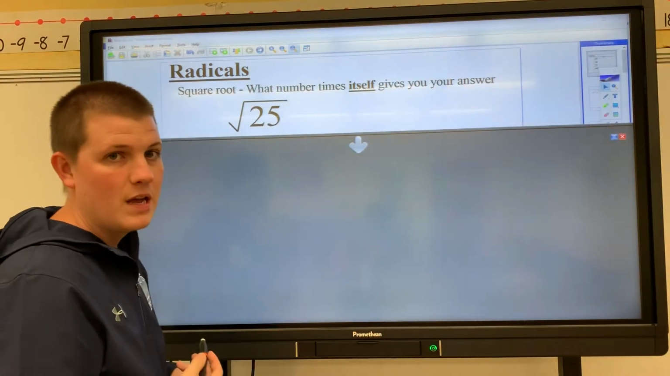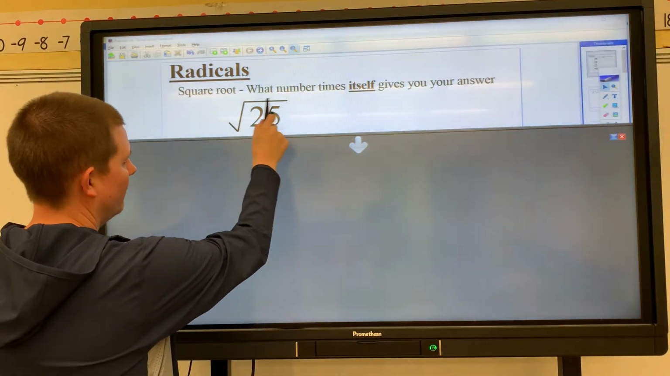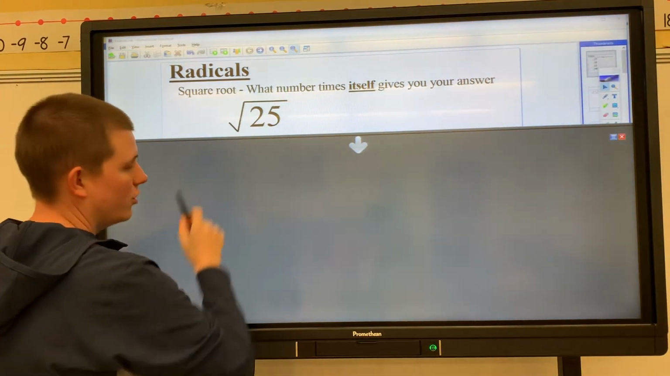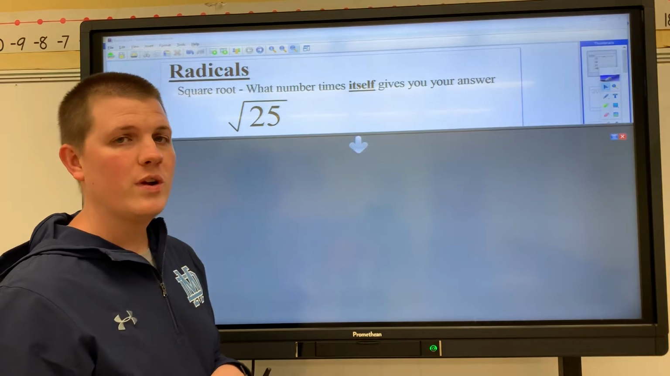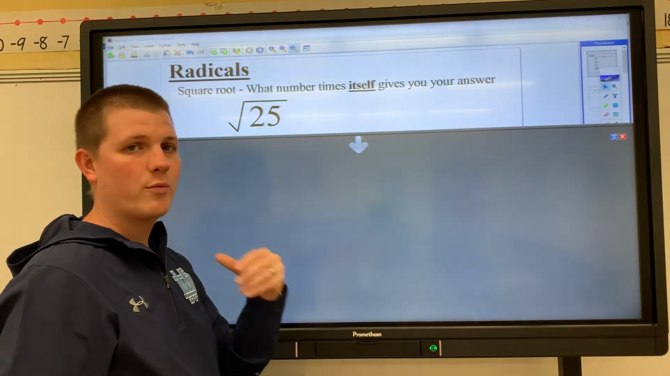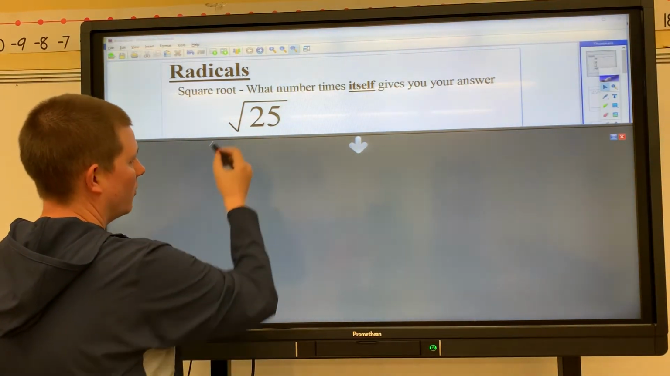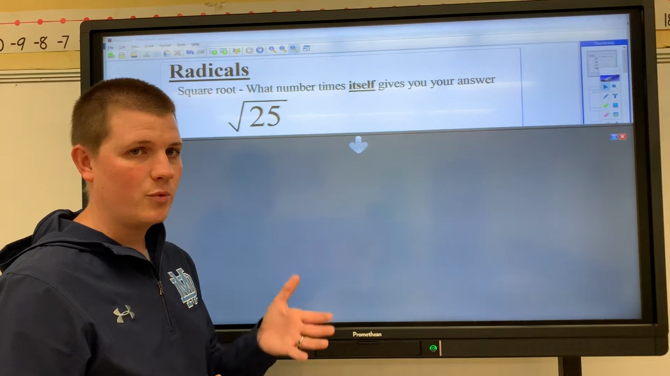Square root of 25. Now, when we say the word radical, the radical is just this sign. So this symbol right here is considered a radical. So if ever you hear me say, what is the radical, or the number underneath the radical, or move the radical, the word radical means this symbol right there. What we have is our square root symbol, okay?